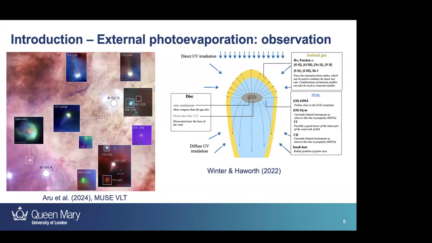Thank you. I have one more question. In the case of a flyby massive star, if your external photoevaporation ionizing source is moving, have you considered varying the UV field for each disk?